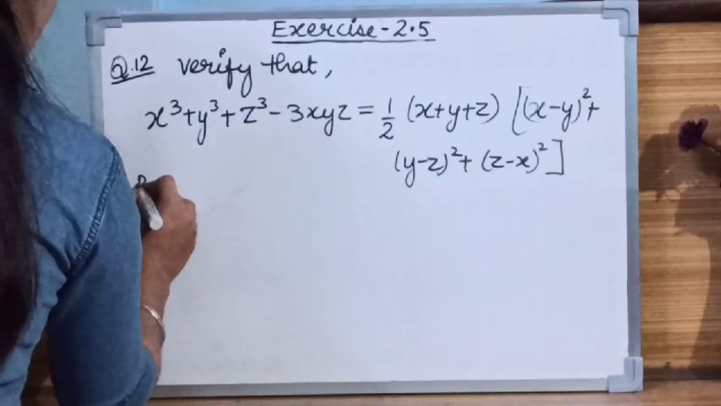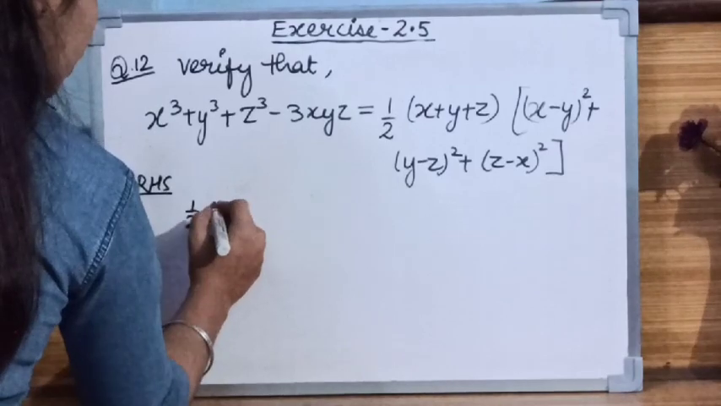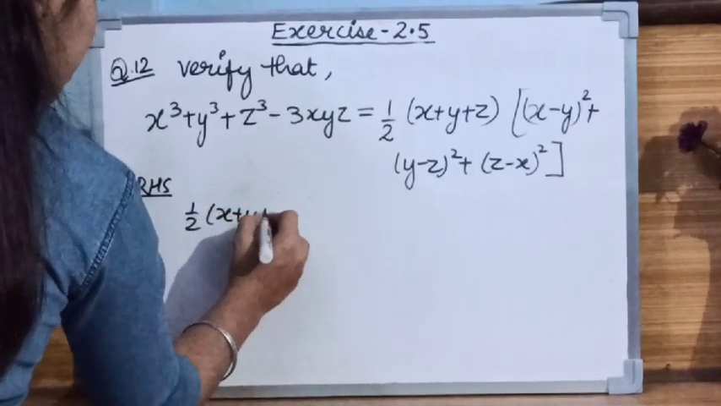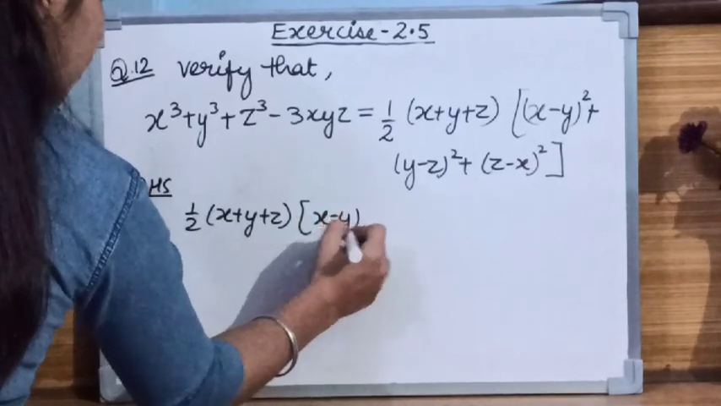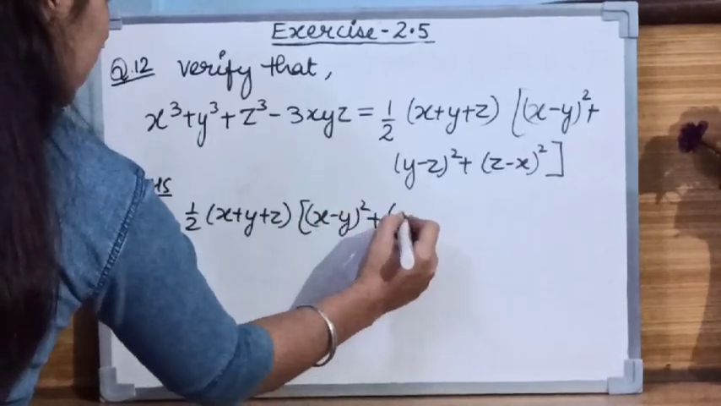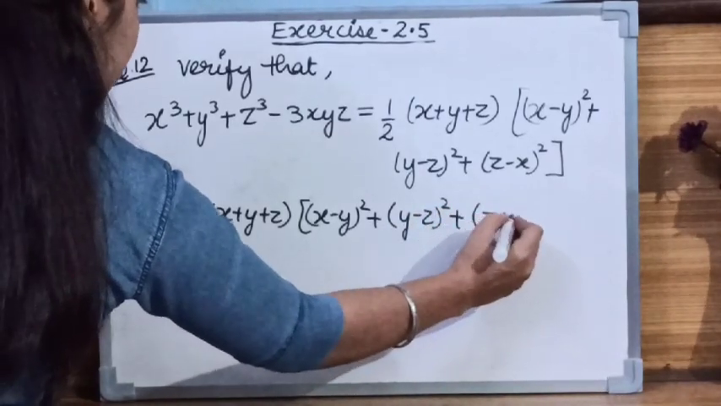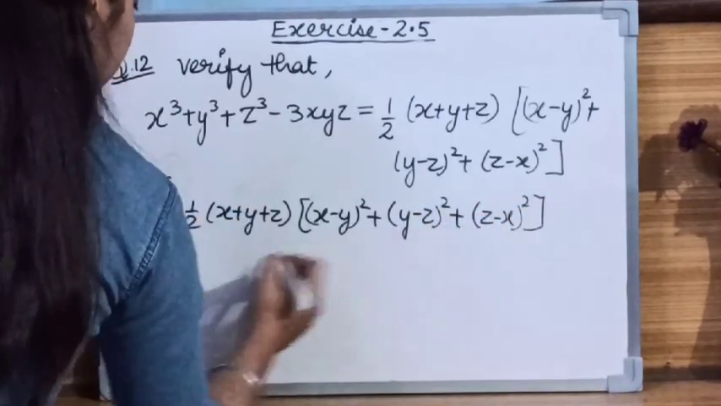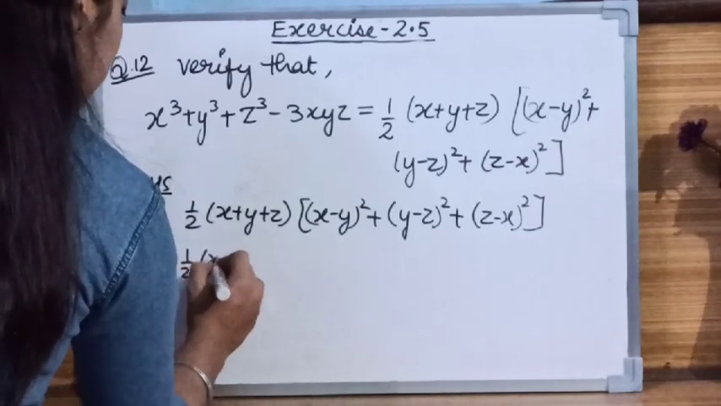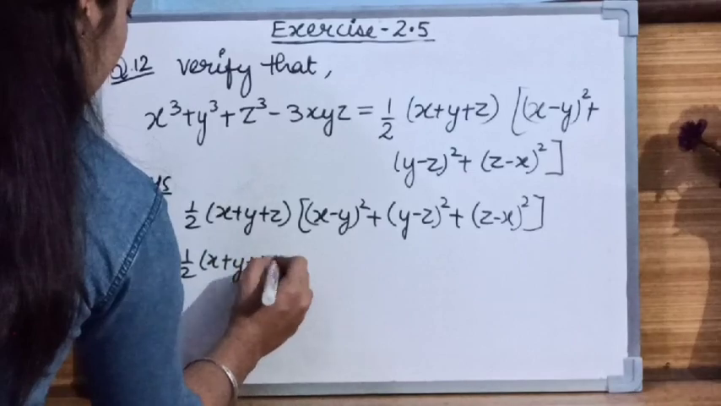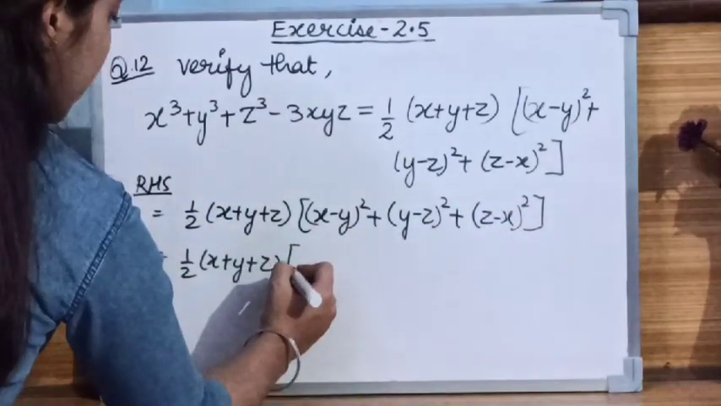So I'm going to write the RHS, which is half (x plus y plus z) times [(x minus y) whole square plus (y minus z) whole square plus (z minus x) whole square]. I'm going to solve it by first solving the big brackets, because half (x plus y plus z) simply cannot be solved directly.